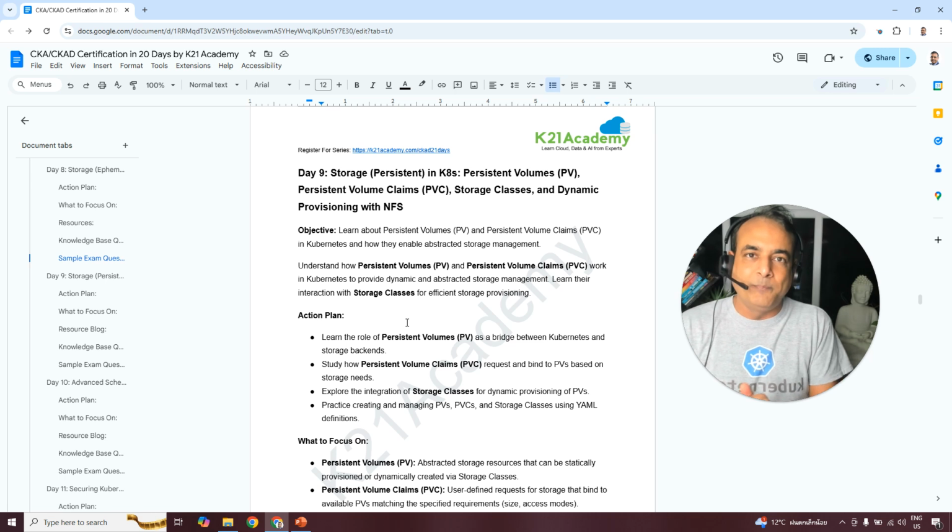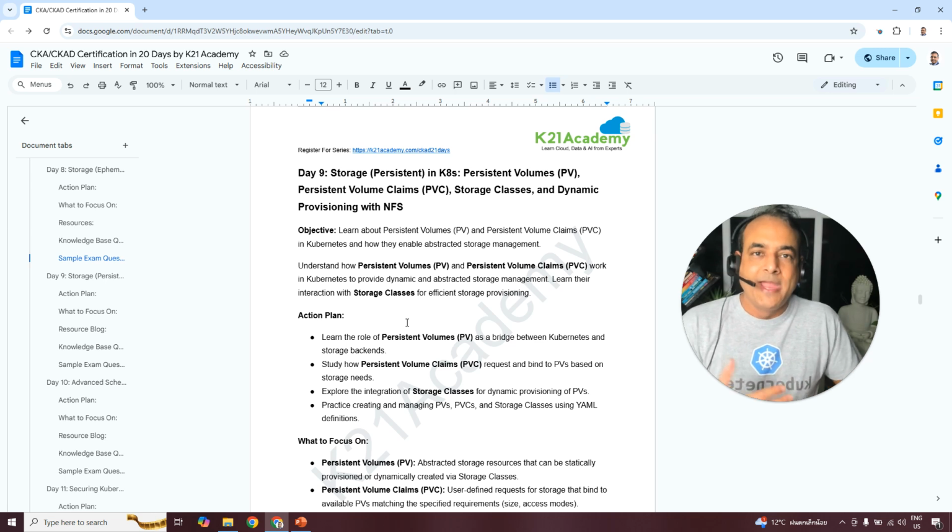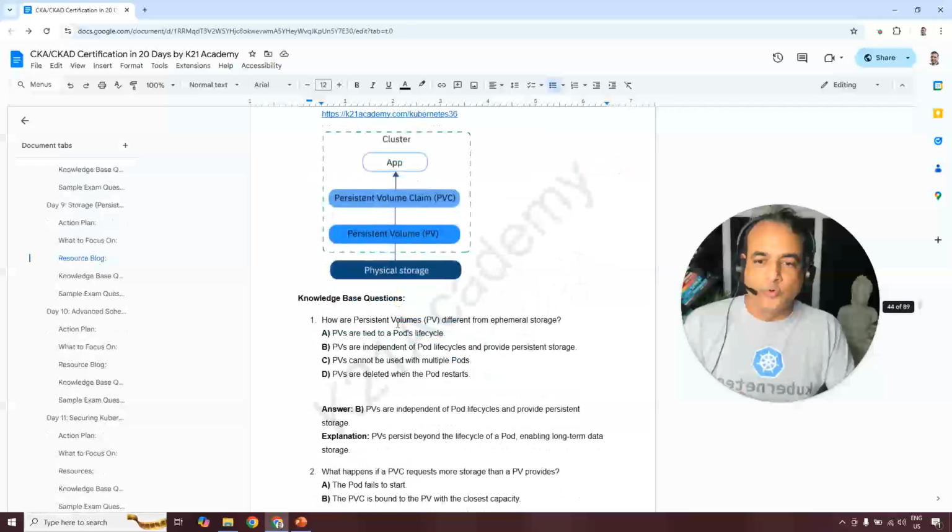And that is where we'll use persistent volumes and persistent volume claims, storage classes, and then dynamic provisioning, which means as the application demands more storage, it can create more storage. That's called dynamic provisioning. And we're going to do it on a shared file system, NFS, so that multiple applications scattered across multiple machines or nodes can access the same storage. That's what we're going to do.